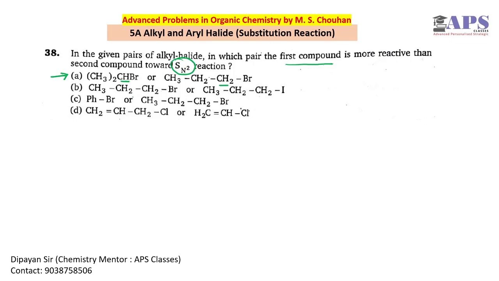If you check the second one, we have CH3, CH2, CH2Br, CH3, CH2, CH2I. Okay. Iodine is a better leaving group. So completely we can say that in this case the second one will react faster.